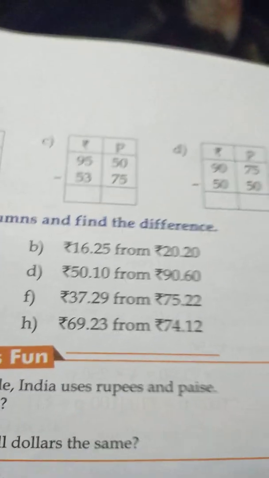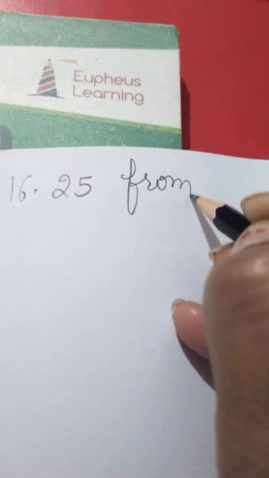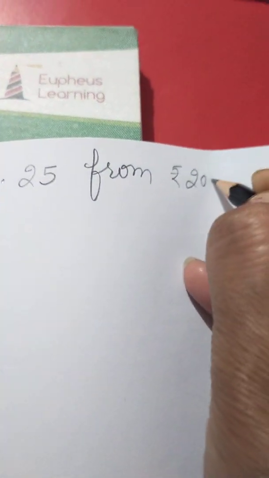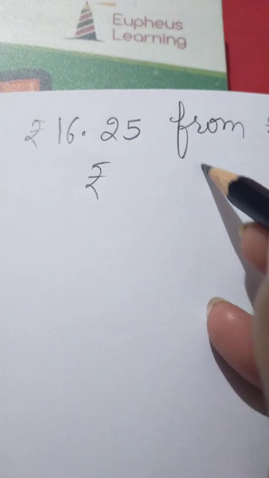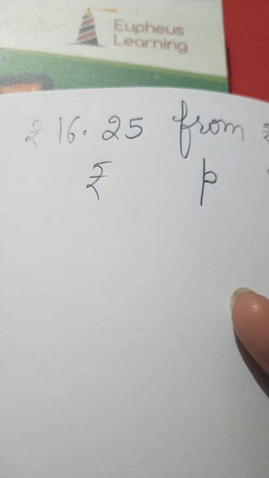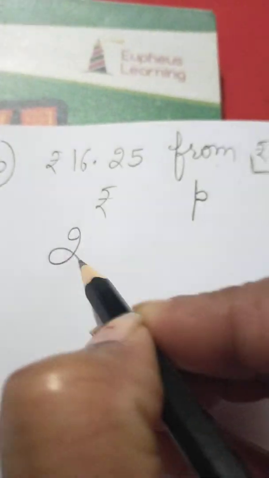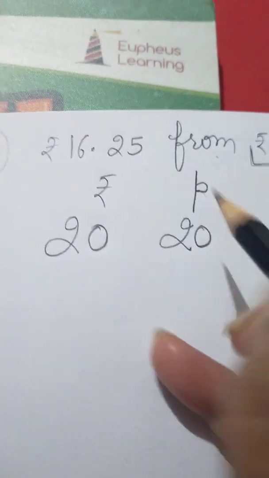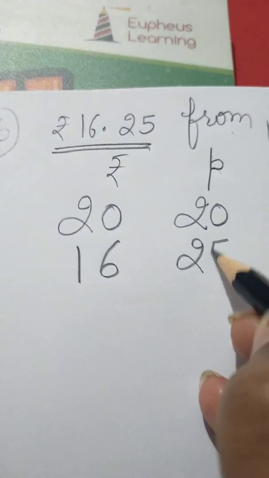B. Yes, now here is rupees 16 and 25 paise from rupees 20 and 20 paise. Yes, so here firstly we will write rupees and here we will write paise. Yes, so this is the from. Yes, from means this is the first number. Here we will write 20 rupees and 20 paise and here it is 16 rupees and 25 paise.